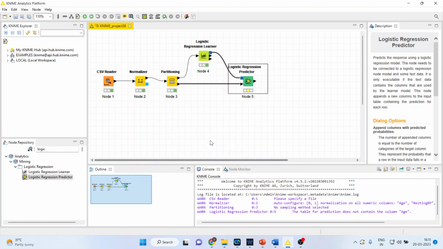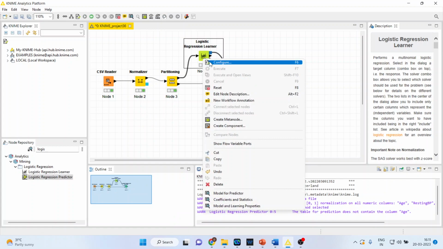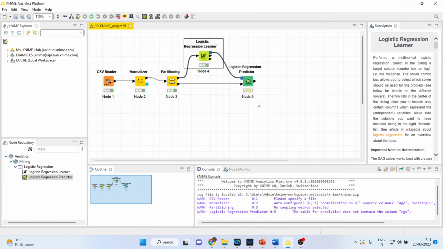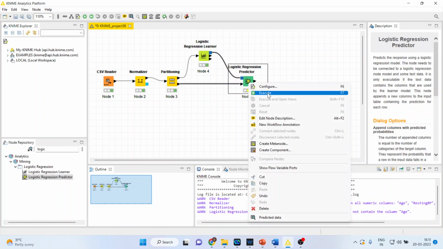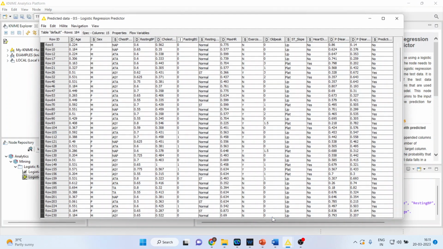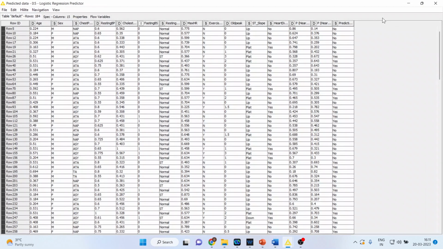Click OK. Let me check this configure, and it should be on no reference category. We are keeping it no. Okay. Again, right click on it and execute. Right click on it and click on predicted data. Now, this is our actual data set, and this is a prediction done by our logistic regression model.